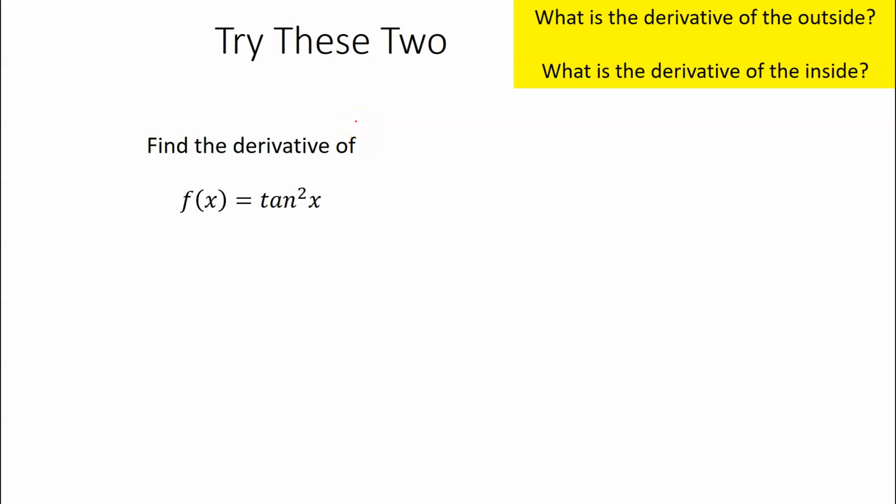All right, why don't you pause it and give this one a try. Now here, the outside is the squaring. This is a quadratic on the outside with a trigonometric on the inside. So why don't you pause it and give that a try.